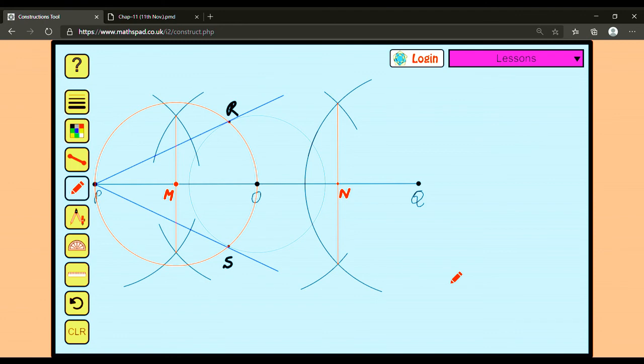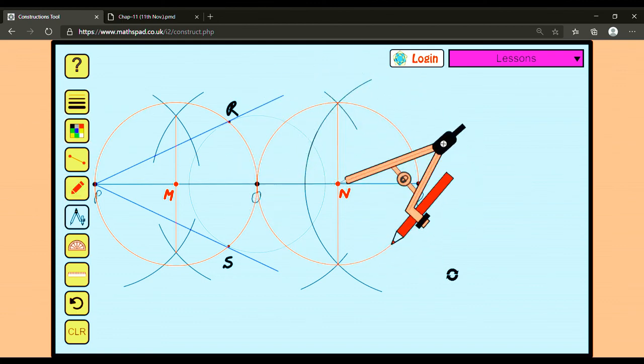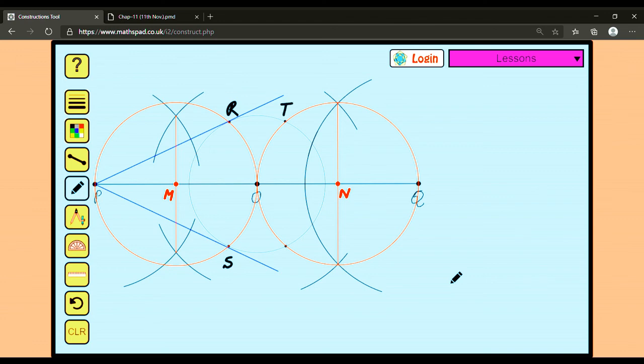With N as center, now we are going to draw another circle which will pass through Q and intersect our original circle at 2 points, and those 2 points will be the points of contact. Now N will be the center and the radius will be equal to NQ or NO. Let's fix the radius and draw a circle. Mark the points of intersection. Let's name these as T, and the second point of intersection as U.